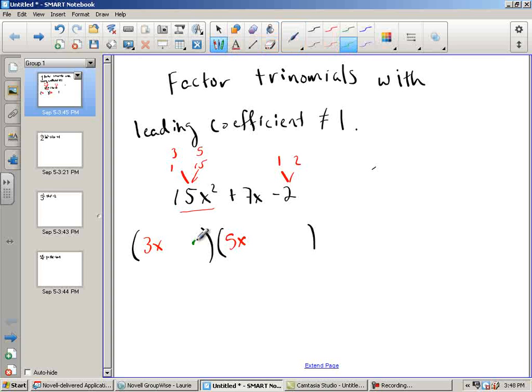So we'll try to put maybe the 2 here and the 1 here. 2 times 5, that's 10x. 3 times 1, that's 3x. Now I have to determine which one I want positive, which one I want negative. Well, the middle term is positive, so I want this 10 to be positive and the 3 to be negative, because the 10's bigger, so it should match this guy's sign. Well, the 10 was made by the 5 and the 2. So I need to put the positive with the 2 and the negative with the 1. This is the factored version of this.